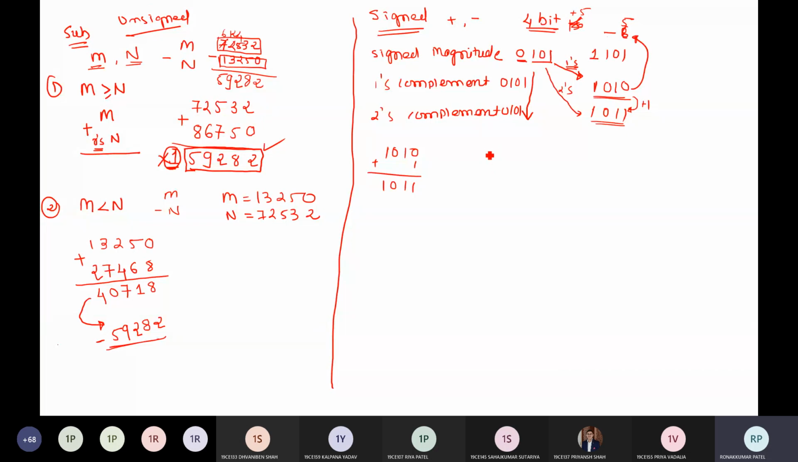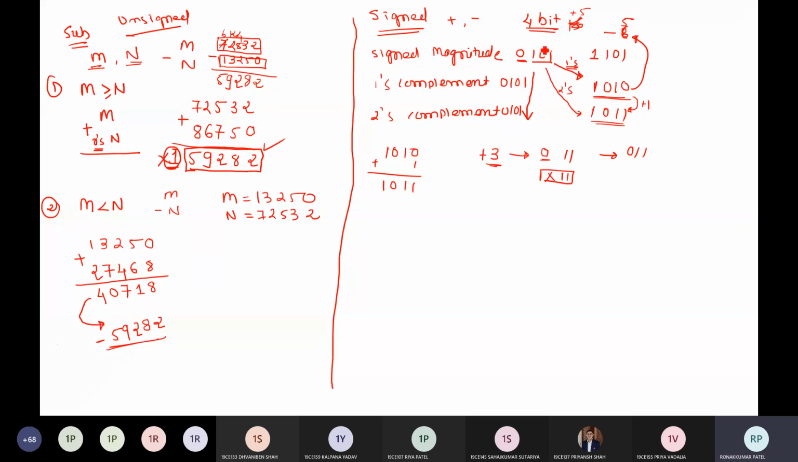Suppose I want to represent plus 3 in 2's complement. How can I represent? So plus 3, that is 3 means 11, and the sign bit is 0. So minimum bits if you want to take, that will be 011 for plus 3 in 2's complement. Just writing 11 is wrong.